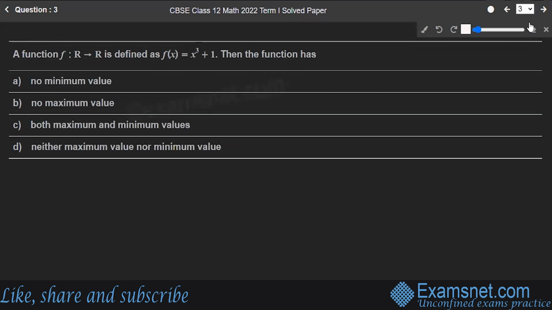Next is question number 3. A function f from real to real numbers is defined as f of x equal to x raised to power 3 plus 1. Then the function has no minimum value, no maximum value, both minimum and maximum, or neither maximum nor minimum value. Here f of x is x cube plus 1. Let's find the derivative. This is 3x square, and the second derivative will be equal to 6x.